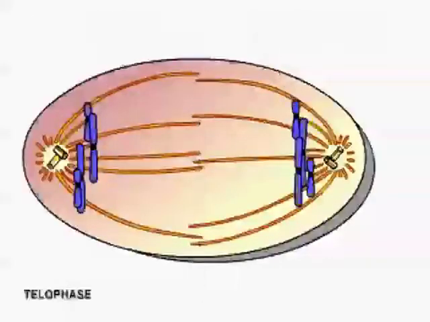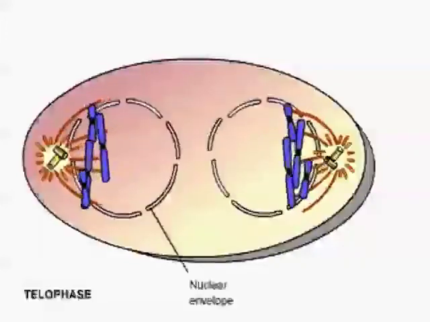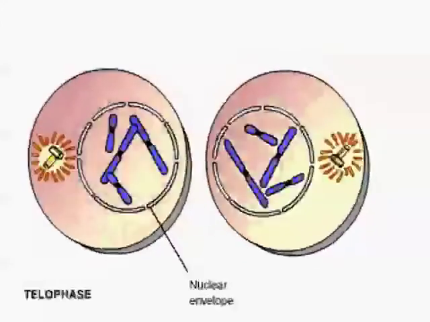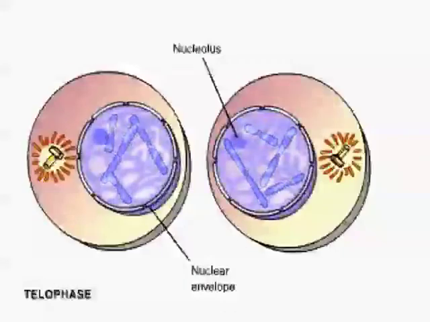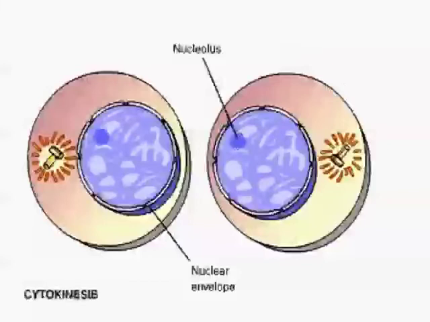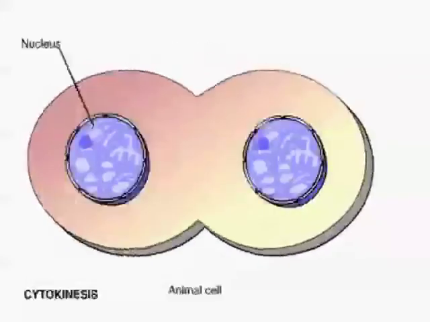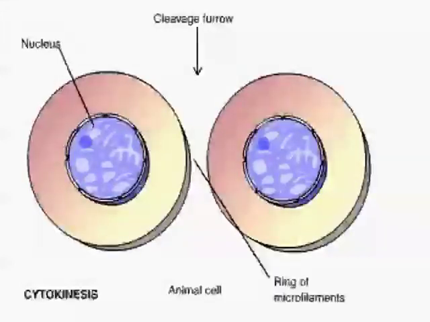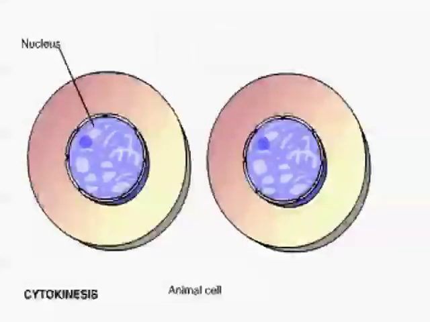During telophase, nuclear envelopes form around the identical sets of chromosomes at the two poles of the cell. The chromosomes uncoil and nucleoli appear in the two new nuclei. Meanwhile, cytokinesis begins, splitting the cytoplasm and separating the two daughter cells. In animal cells, cytokinesis begins with the formation of a cleavage furrow. At the site of the furrow, a ring of microfilaments contracts, much like the pulling of drawstrings. The cell is pinched in two, creating two identical daughter cells.